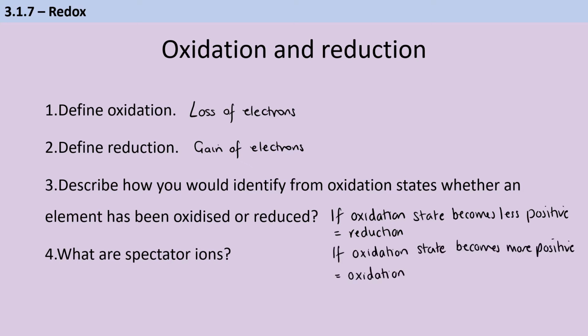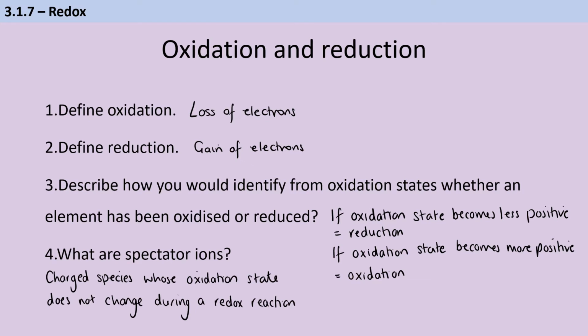Spectator ions are ions that we find in a redox reaction which aren't actually part of the change in oxidation state. So if you find a species whose oxidation state hasn't changed, then it's a spectator ion.